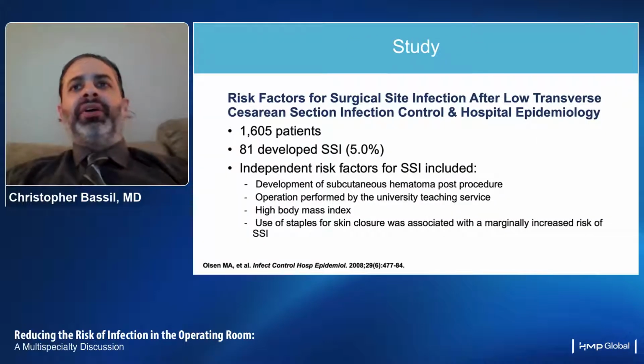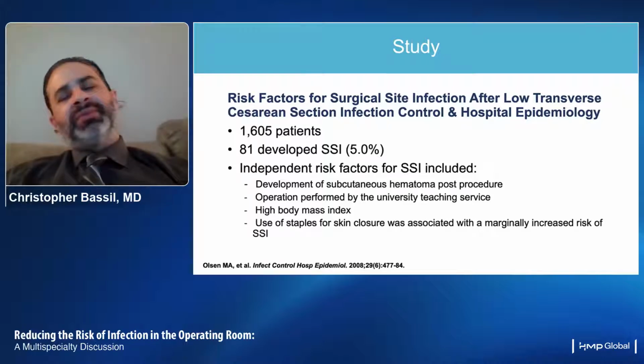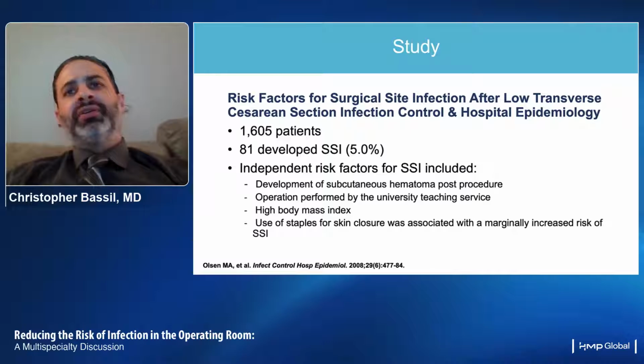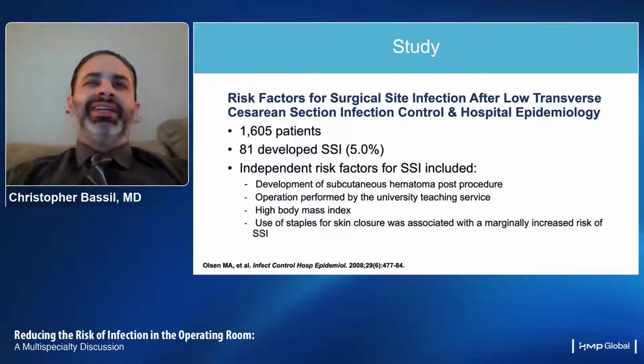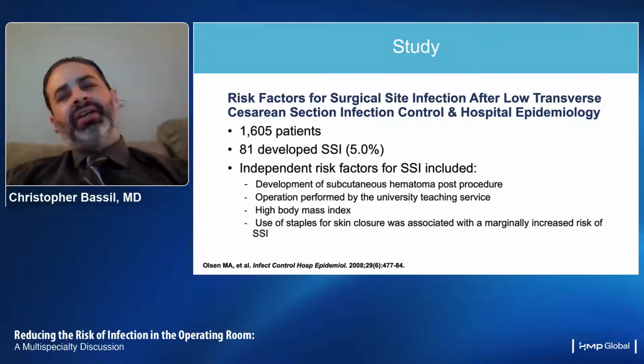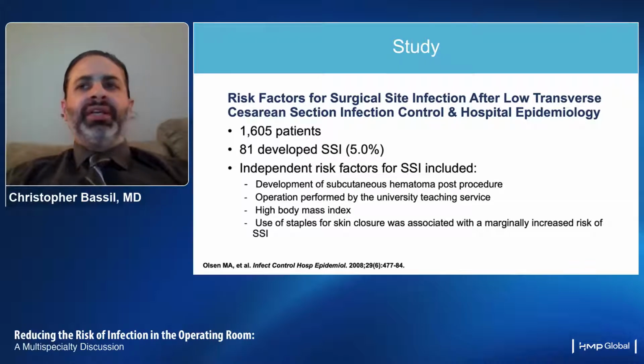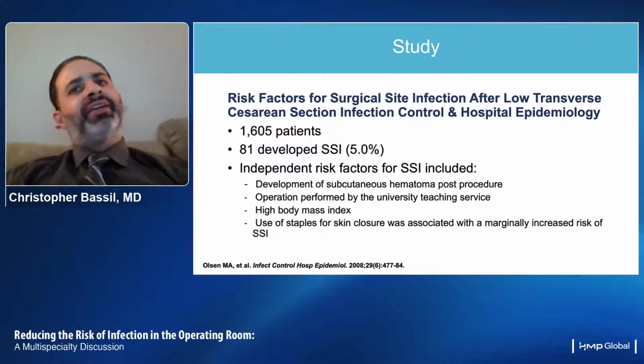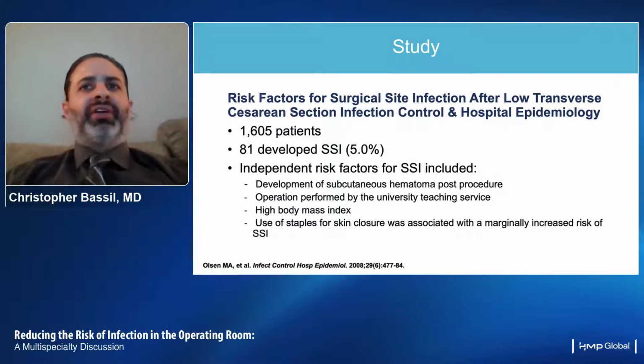A study out of Barnes Jewish Hospital evaluated 1,605 patients over a 2-year period, and they found that 81 patients, or 5%, developed surgical site infections. Now, the problem with this study was that it was basically hospital-based. And as surgeons, we know that the majority of surgical site infections are actually treated on an outpatient basis. So here they used their data based on antibiotics during the hospitalization, readmission to the hospital, or ER visits.